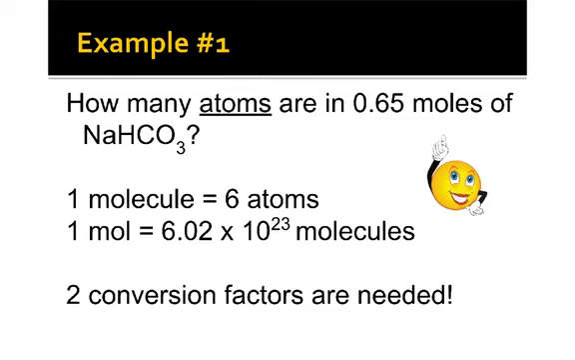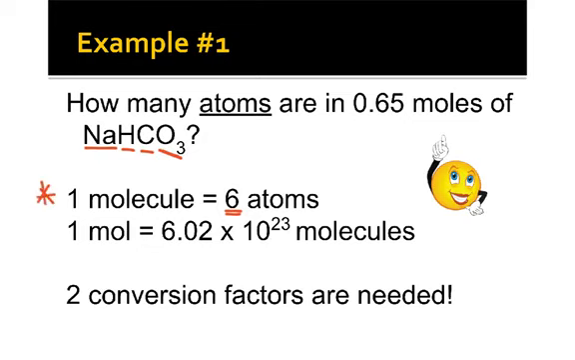So this says, how many atoms are in 0.65 moles of NaHCO3, sodium bicarbonate? So the first thing I need to do is actually come up with my relationship between atoms in a molecule. So if I have a count, I have 1 sodium, 1 hydrogen, 1 carbon, and 3 oxygens for a total of 6 atoms. So in this particular problem, I've got a relationship that I just made, 1 molecule equals 6 atoms.